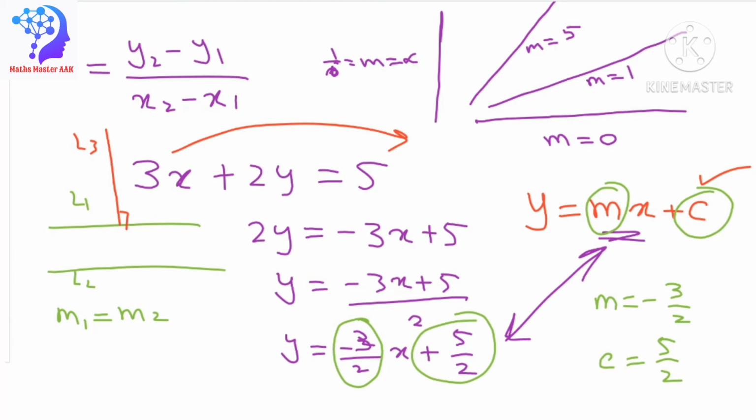So M3 will be the negative reciprocal of M1. It means whenever the lines are perpendicular, the relation between their gradients is like this. Also you can write it like this: the product of the gradients of these two lines, whatever names you give, M3, M1, M2, is always equal to minus 1. This is also a very useful relation which we will use in many questions. So remember this point.